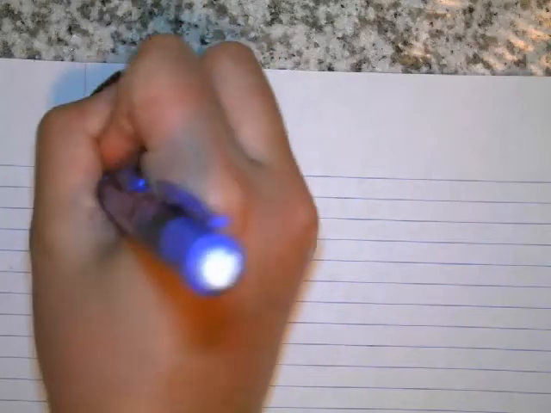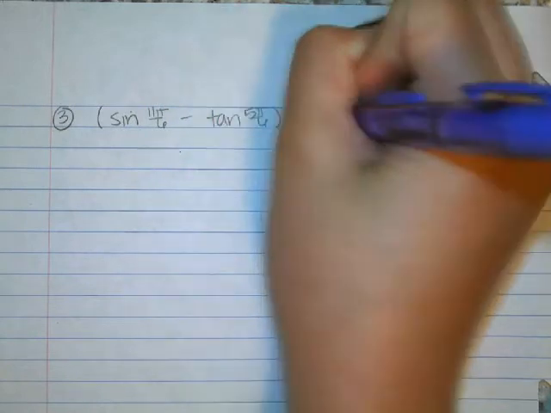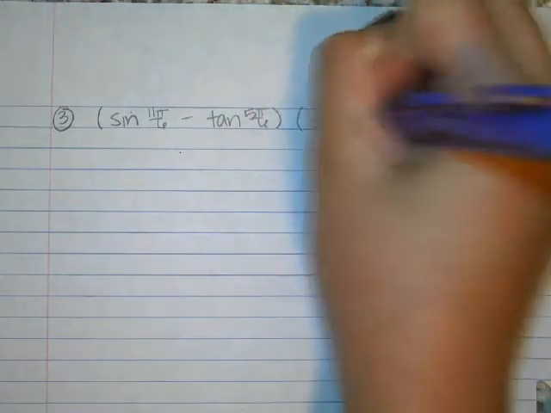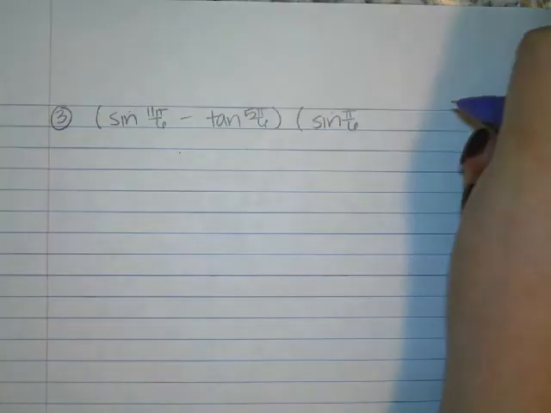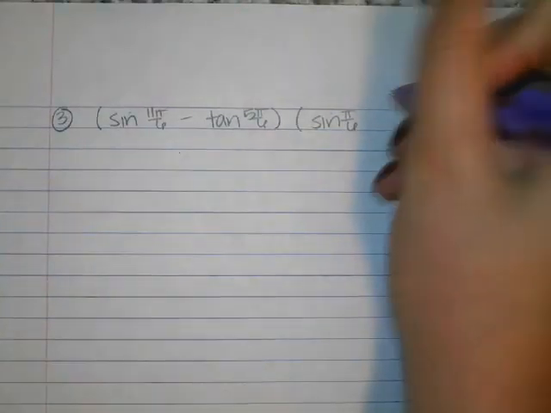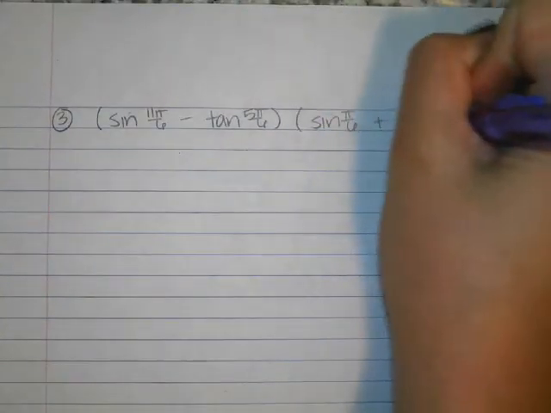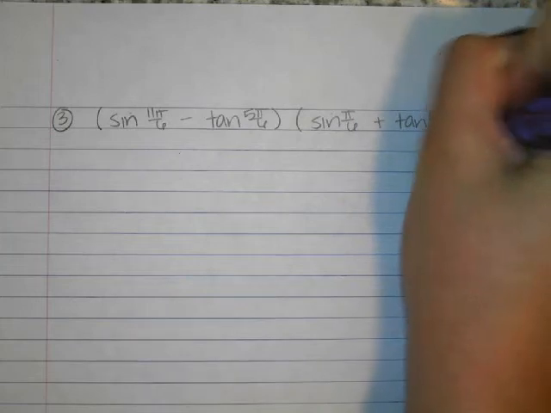Last one for the evaluating trig functions, and we'll do some inverse. Okay, so we have sine of 11 pi over 6 minus tan of 5 pi over 6 times sine of pi 6 plus tan 5 pi 6.